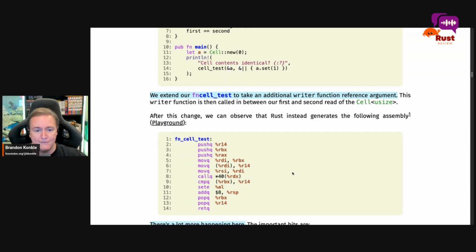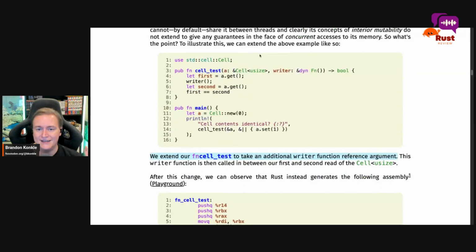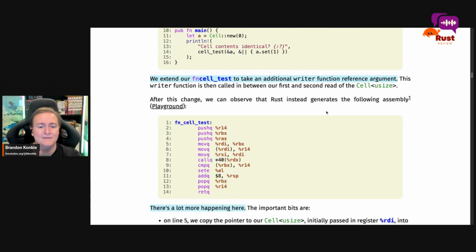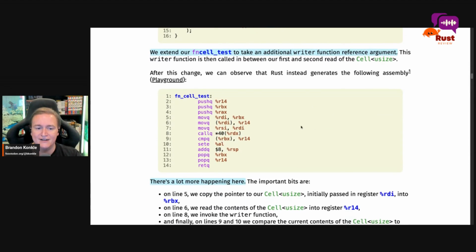All of a sudden, there's a lot more happening. And that's because this writer function is very ambiguous. Rust doesn't know what it could do or what it couldn't do. It very well may change something. And so it makes the compiler more pessimistic in its optimizations. And that's why you get a different result here.